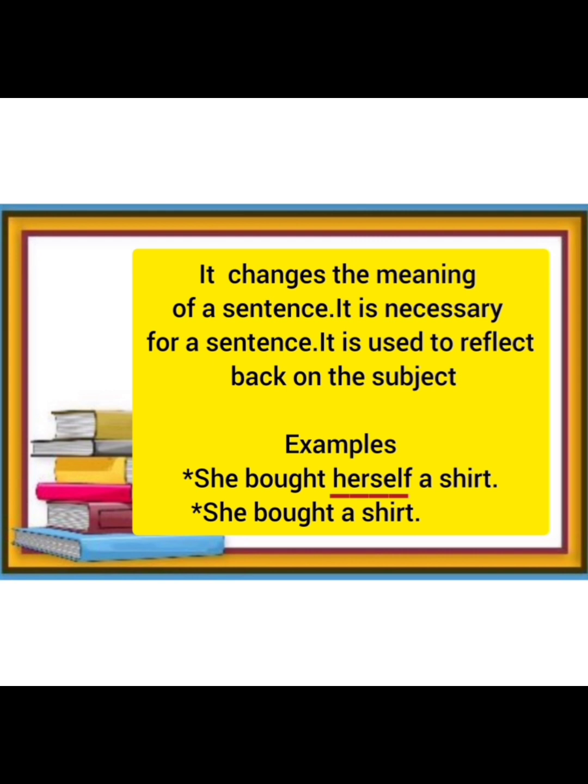For example, she bought herself a shirt, while on the other hand, she bought a shirt. Here, in the first example, herself is referring back to the subject, like she has bought that particular shirt for her own self. But on the other hand, she bought a shirt, so that shirt might be for anyone.